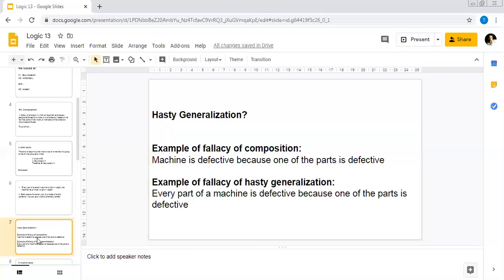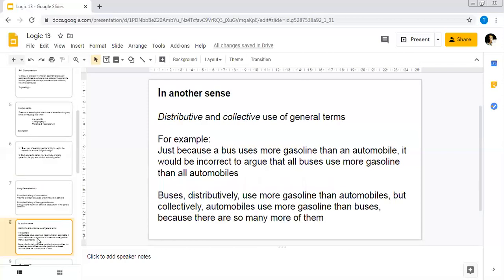So this is a very important difference. If you're still confused about it, open your books and look at these sections. Okay, it's going to help you. So fallacy of composition can also be understood in another sense, in the distributive and collective use. I'll give you examples for this.